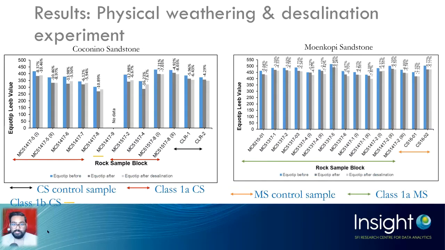Our weathering and desalination experiments showed some interesting results. Some of the low shock Coconino sandstone showed an accelerated change in rock strength and higher weight loss compared to unshocked Coconino sandstone. In contrast, some of the low shock Moenkopi sandstone samples gained weight. However, low shock Moenkopi sandstone does not show accelerated change in rock strength.